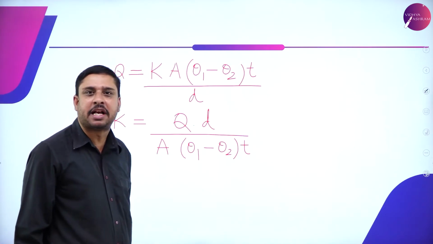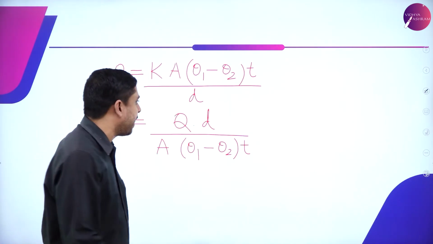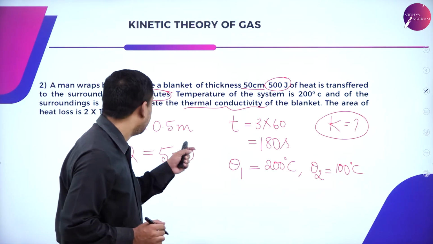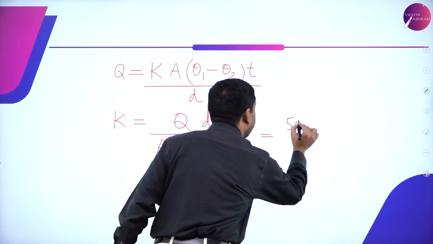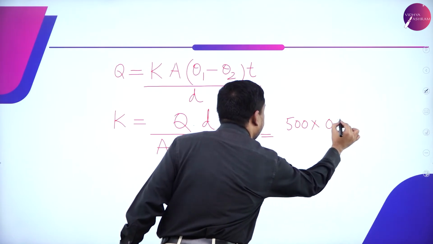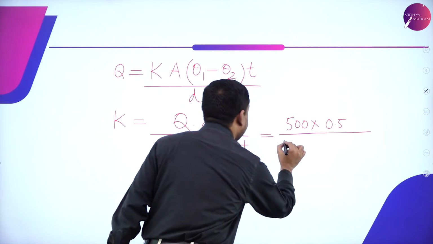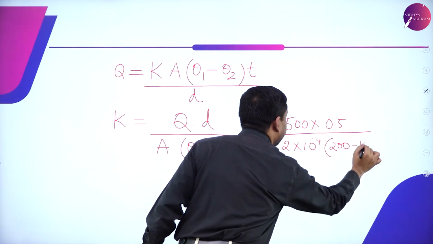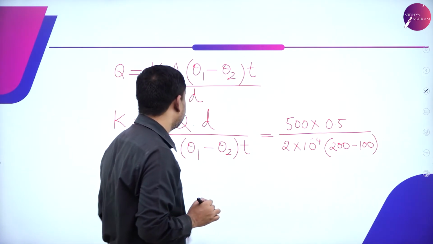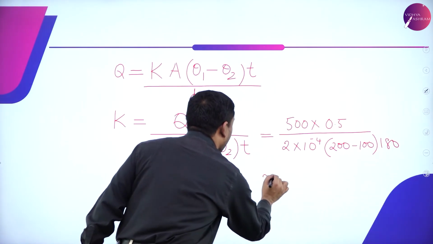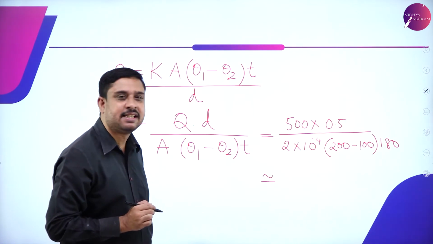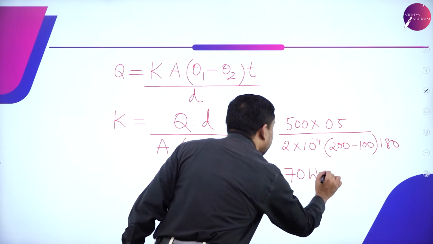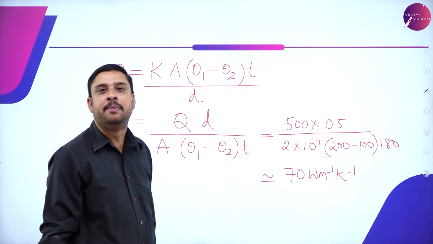Again, just readjusting the expression. On readjusting the expression, now substitute. Q was how much? If I go back to the previous data, Q is 500 joules. So 500 into 0.5, divided by area, which is 2 into 10 power minus 4, into 200 minus 100. Again, thickness, and time was 180. On simplification, again take your calculators, try to simplify. Very simple calculation. 70 watt per meter per Kelvin will be the answer.